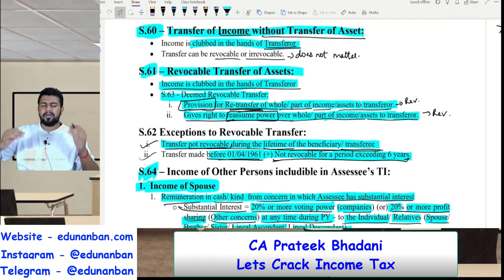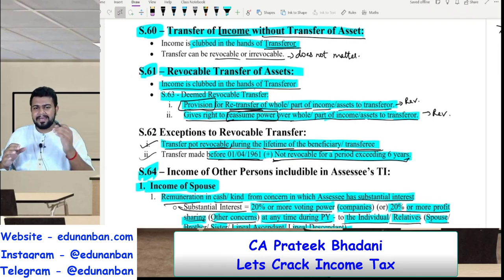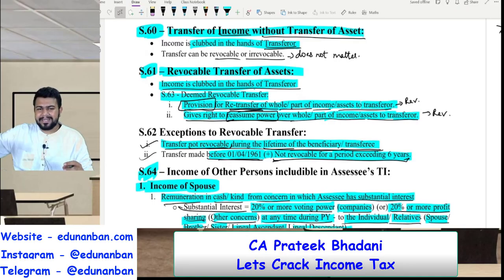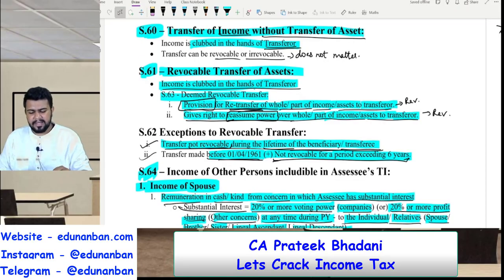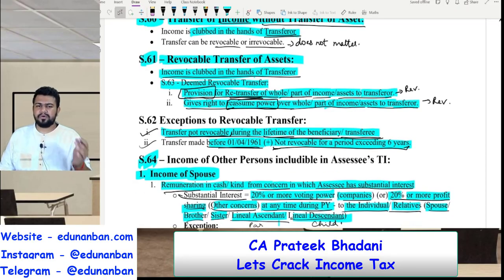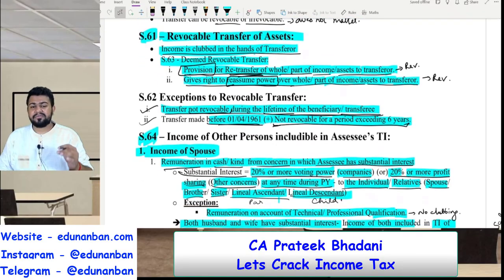So if I transfer my income without transferring my asset, then the income will still be taxable in the hands of the transferor, that is in my own hands. This transfer can be revocable or irrevocable. It does not matter. Now let us come to transfer of asset.